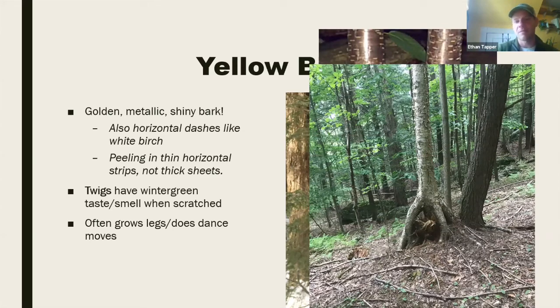The other thing that I say about yellow birch is that it grows legs and it does dance moves. So this picture on the screen is an example of that. And actually what that is, is that yellow birch is really good at growing on rotten wood. So let's say a tree falls over in the forest or a tree's cut and there's a stump. A yellow birch seedling will start growing on that stump and it will put roots down around that stump, and then the stump will rot away, and those roots will be exposed and it'll leave it looking like it has legs.